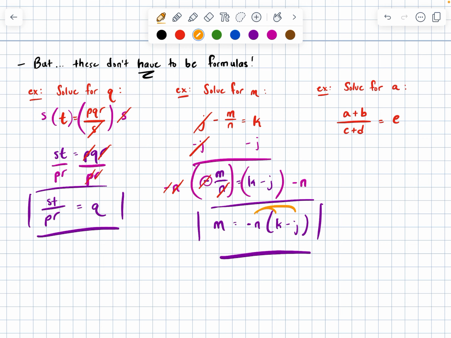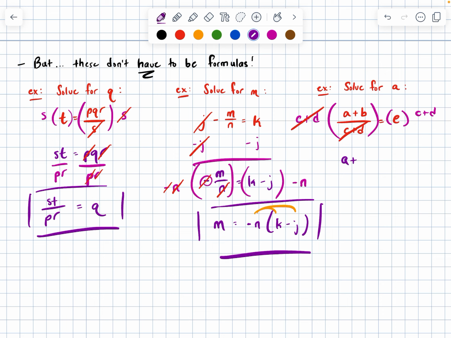Okay, and then finally, (a plus b) over (c plus d) is equal to e. I want to get this a by itself. Well, I have a denominator to get rid of. Don't be fooled by the fact that you see a c plus d here. All I'm doing is undoing division by whatever the denominator is. So if I multiply both sides by the denominator, then I should be able to undo it. So here the denominator is c plus d. I'm going to multiply both sides by c plus d.